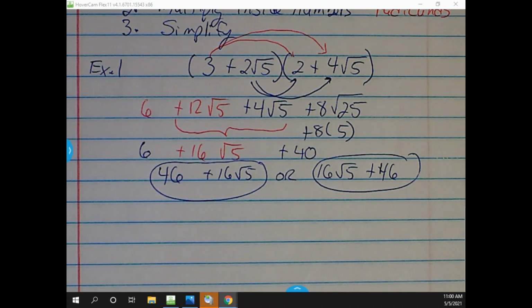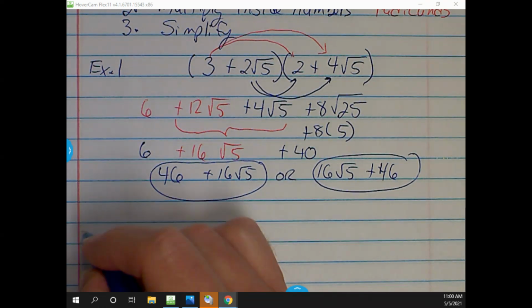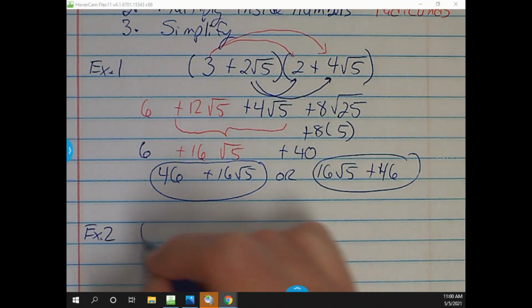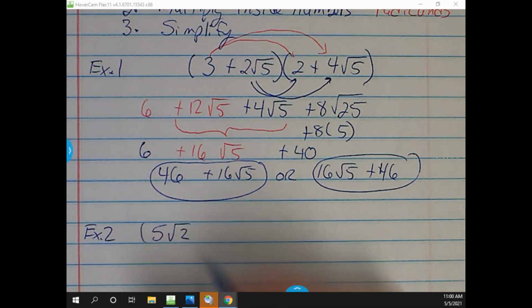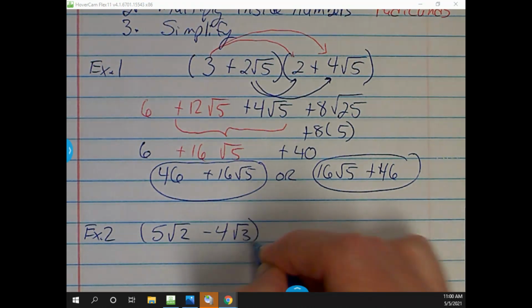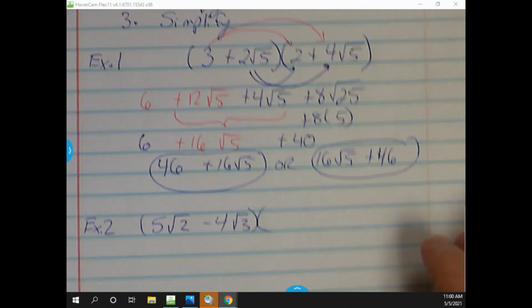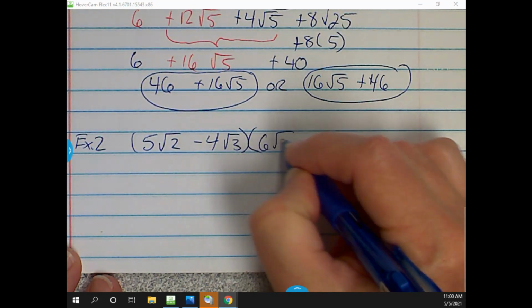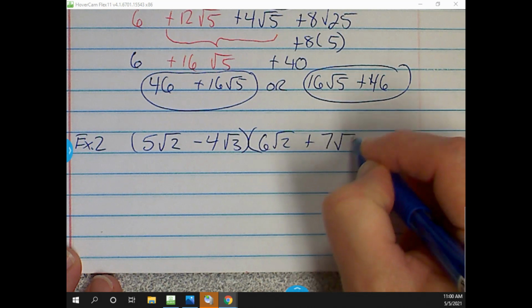Okay, so example 2. Let me get one that's got a little bit more stuff to it. Let's do 5 square root of 2 minus 4 square root of 3. And then times 6 square root of 2 plus 7 square root of 3.